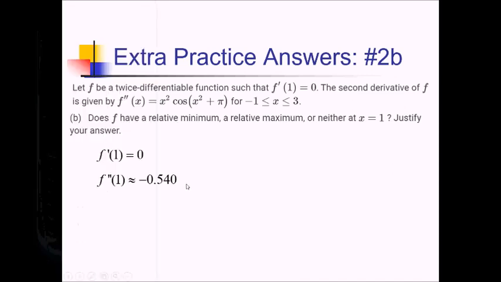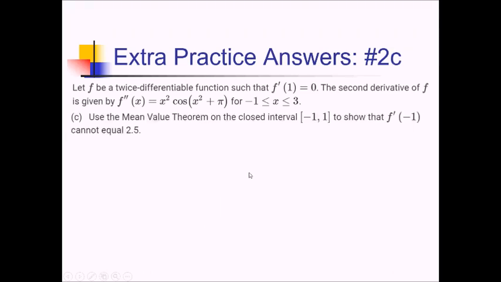And most importantly, this is negative, less than 0. So that means that I'm going to have a relative max at x equals 1 by the second derivative test. On this part of the problem, they're asking us to use the mean value theorem on the interval -1 to 1 to show that f prime of -1 can't equal 2.5.